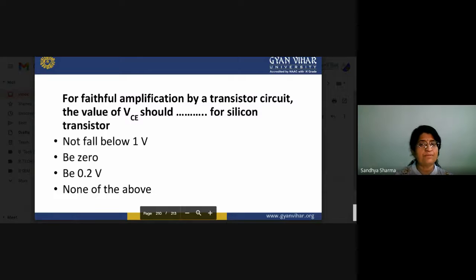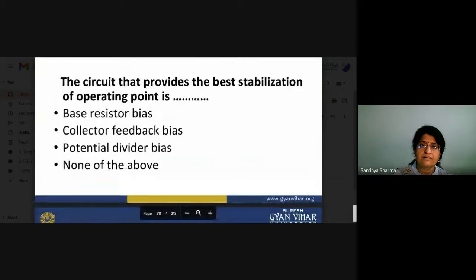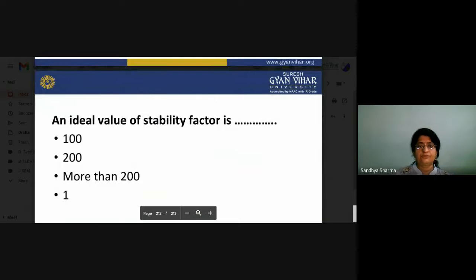For faithful amplification by a silicon transistor, the value of VCE should be what? What should be the value of VCE? The circuit that provides the best stabilization. We are given the types of stabilization circuits, so now we have to select which method provides the best stabilization. What should be the ideal value of stability factor? You have to know about it. What is the stability factor?